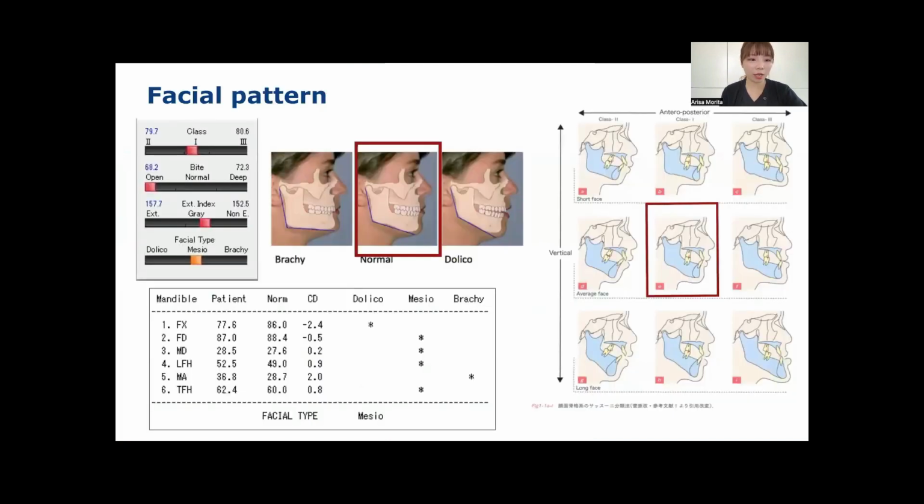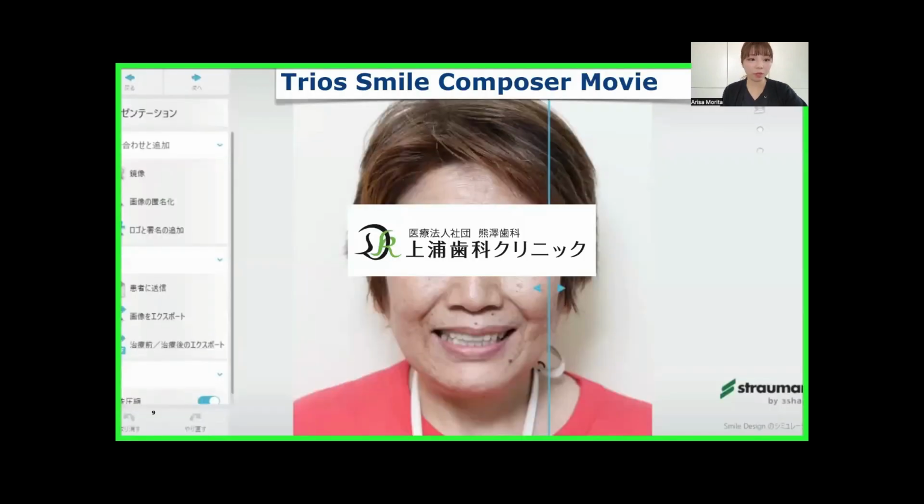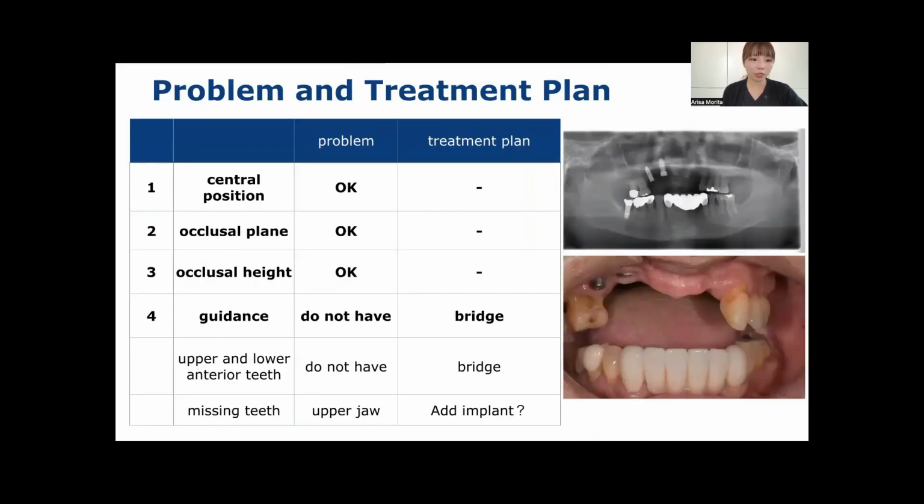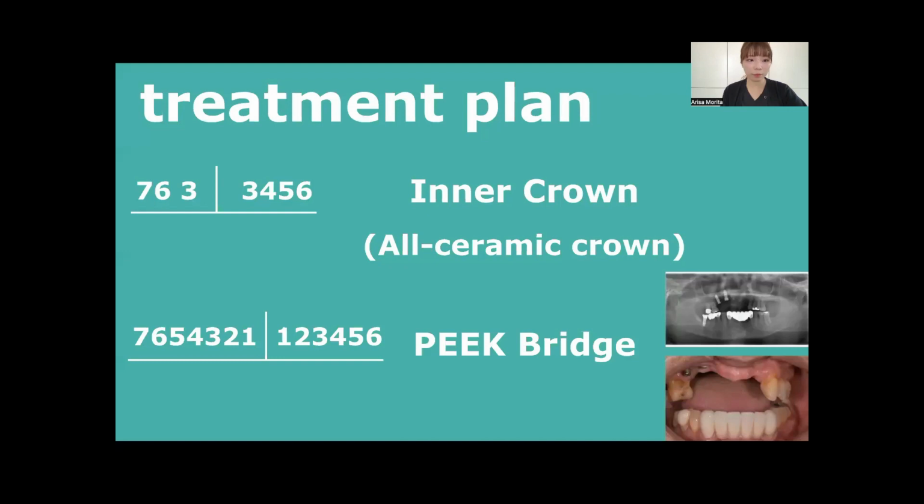Next, we analyze the facial pattern. She is mesotype vertically and slightly higher than class 1 horizontally. Next, we simulate the result of our treatment with Smile Design Trios software. As you can see, a summary of the problem and treatment plan. We made a treatment plan based on the 4 elements of occlusion. She chose a PEEK bridge because she didn't want implants.